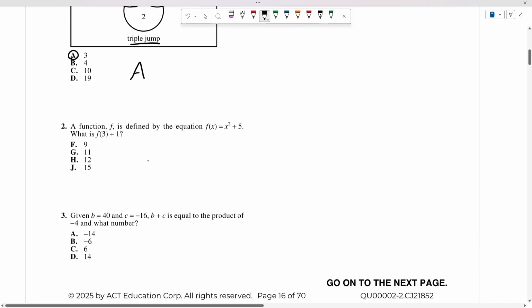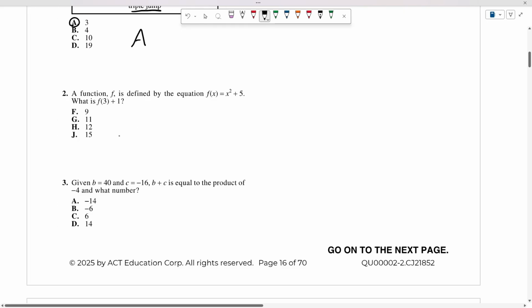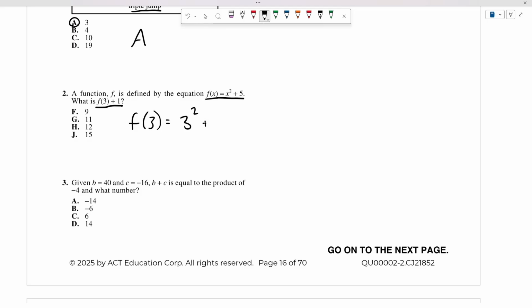Okay. For number two, a function f is defined by the equation f of x equals x squared plus 5. What's f of 3 plus 1? Okay. So we define out what f of 3 is. I'm going to plug this into this function. I'm going to get 3 squared plus 5. You can put that into your calculator or you can do it in your head. I'm going to do it in my head. 3 squared is 9. 9 plus 5 is 14. And then it's asking for that plus 1. 14 plus 1 equals 15.